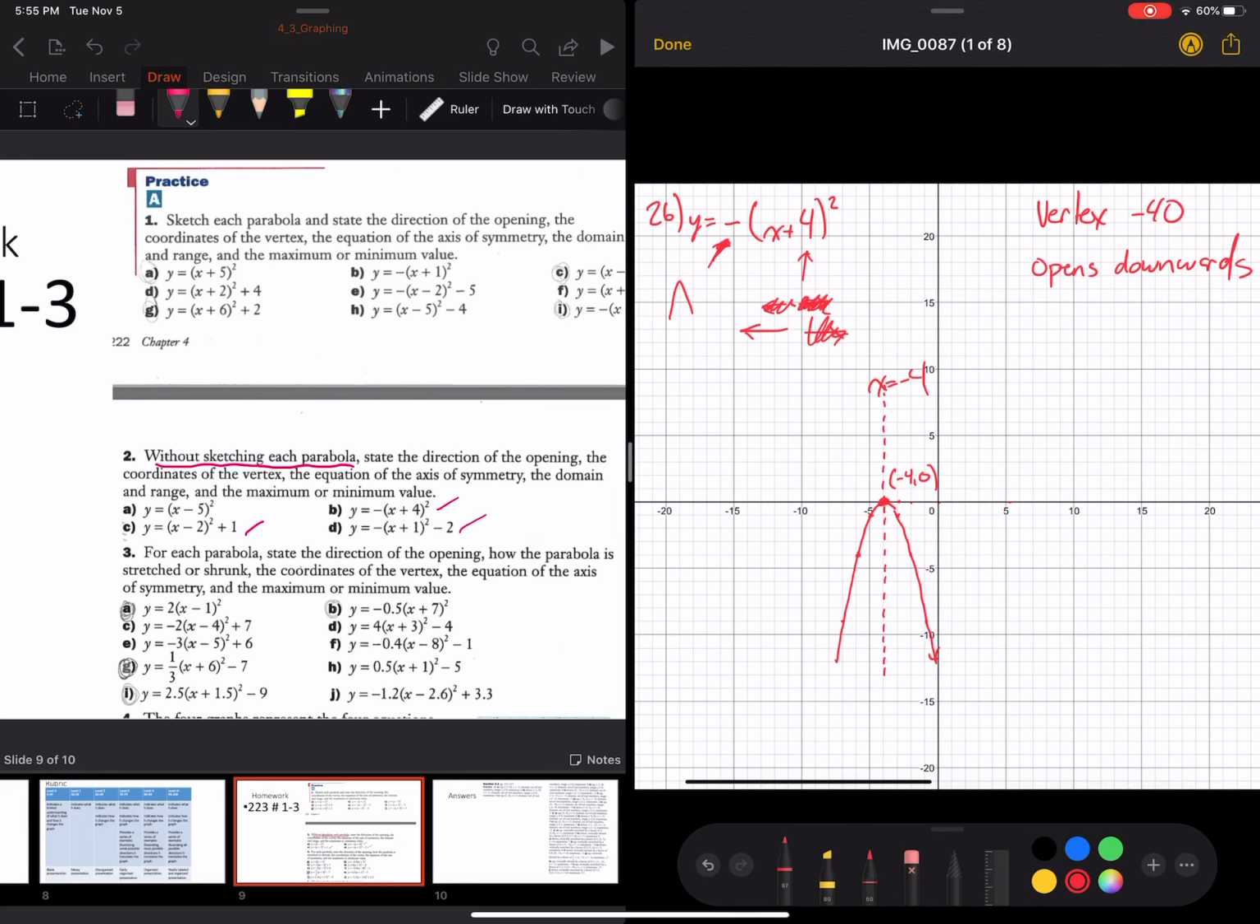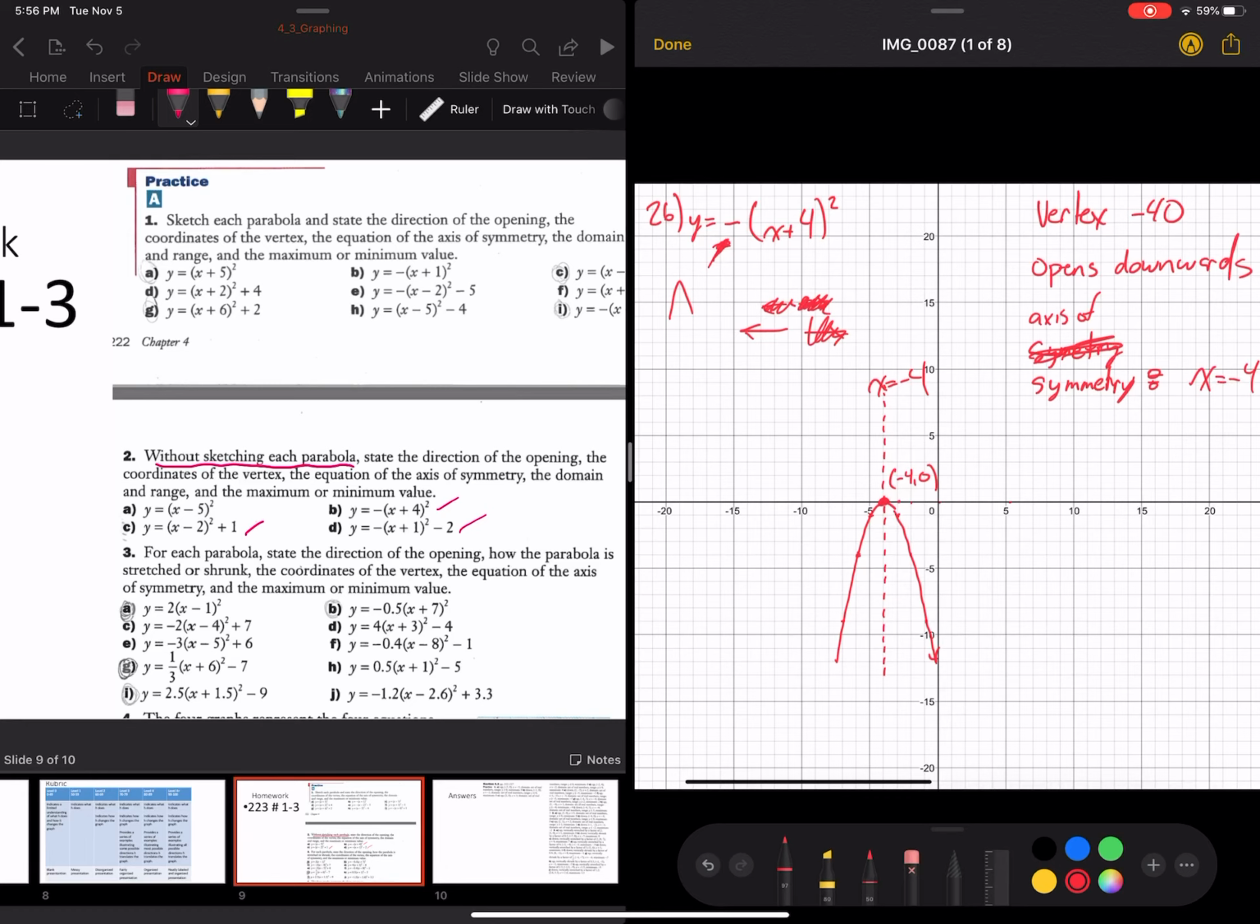So we take this value, and if it's positive, we know that the axis of symmetry is x equals minus 4.